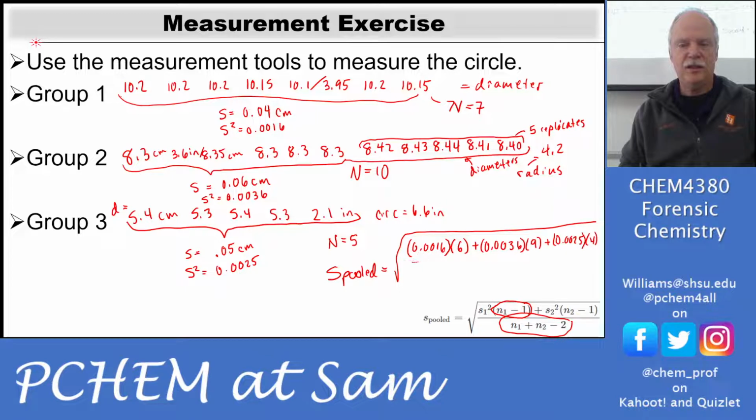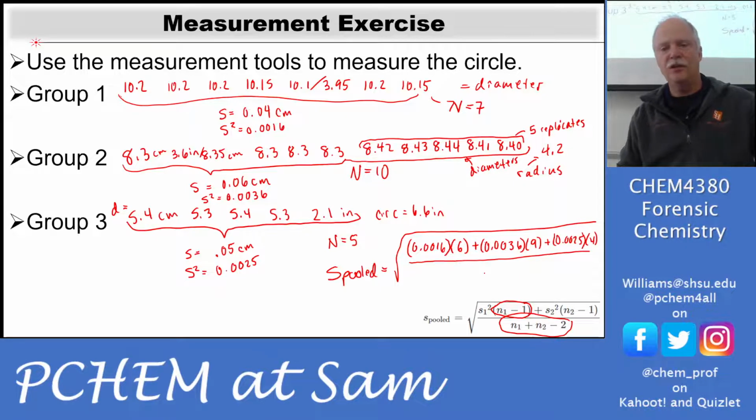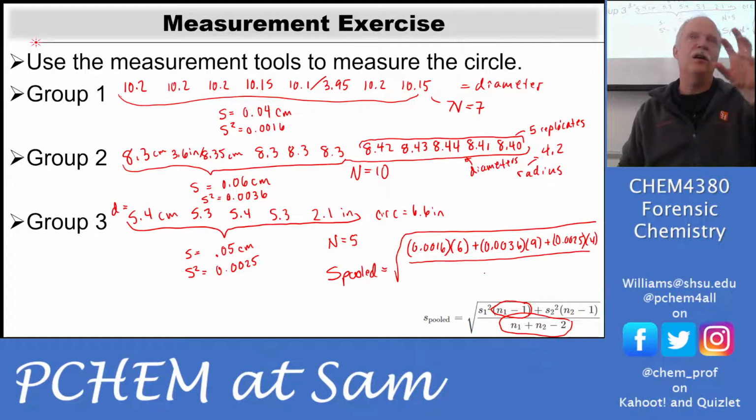So do you see what this is doing? It's putting more weight on group 2 because group 2 has more measurements. So we're more confident that the uncertainty for 10 measurements was 0.06. And so we're going to weight that one higher than the uncertainty in group 3, which only had 5 measurements. And so then we divide by the sum of all of those numbers. Divide by 6 plus 9 plus 4. And so that's how you calculate the pooled standard deviation.